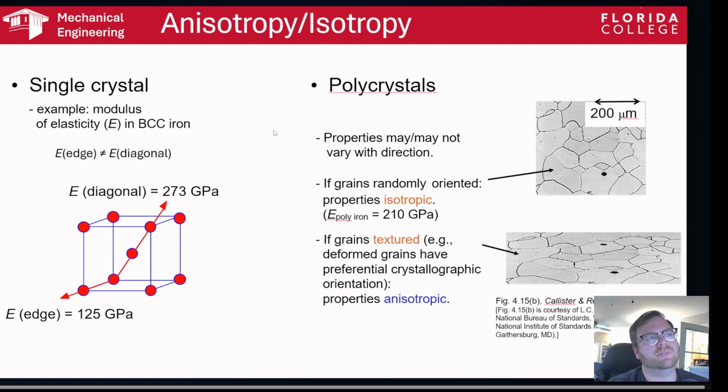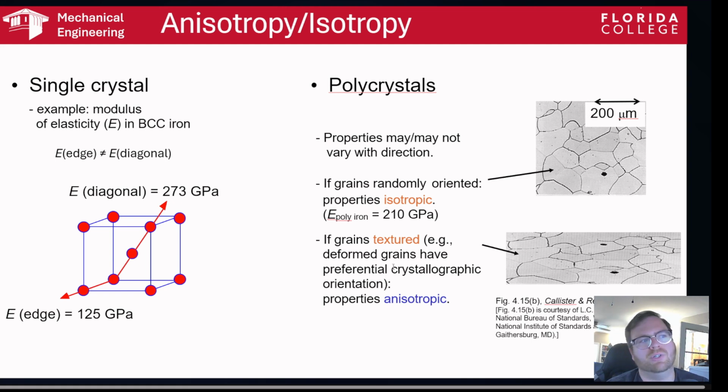However, polycrystalline materials can change in direction, but because we're jumbling them up, it's kind of like taking a bunch of these crystals, these unit cells, and just throwing them into a box with different orientations. It will end up averaging out your different material properties. So it'll make it more isotropic. So if the grains are randomly oriented, the properties are isotropic, which can be very helpful.